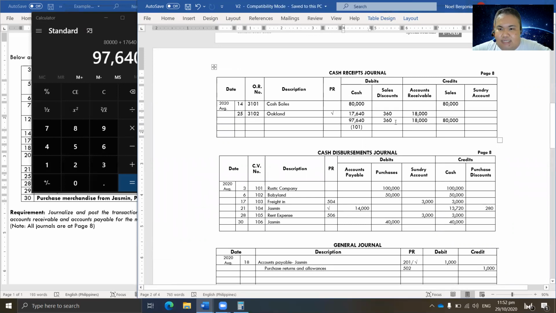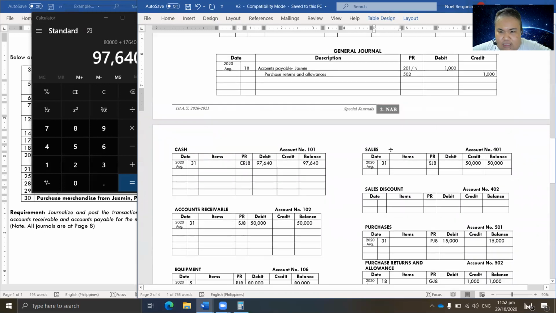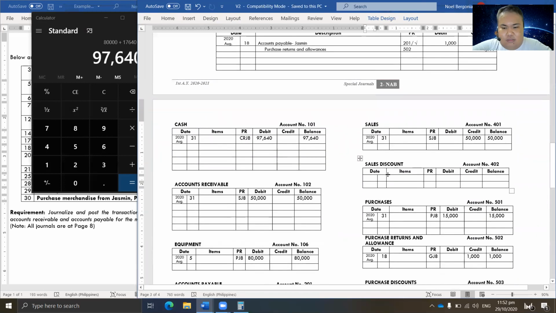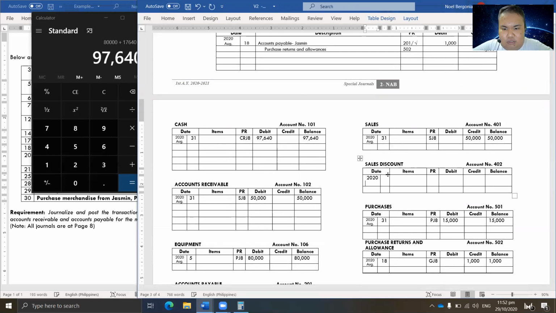Next would be sales discount at 360 pesos. So puntahan natin yung sales discount. So we have on 2020 August. So we have on 31. Saan ulit galing? Cash receipts journal. Debit or credit? Debit, di ba? Ang normal balance ng sales discount. So ayan, 360. And then the balance will also be 360. So the account number is 402.